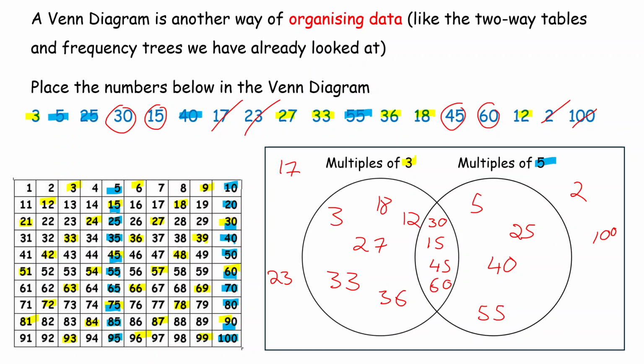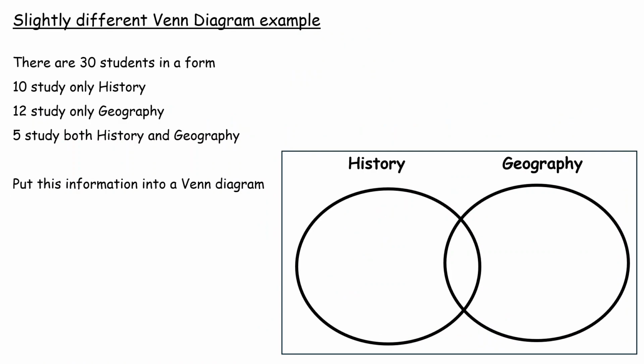Hopefully that's given you a really good understanding of how you fill in a Venn diagram initially. Now, a slightly different example, because this one's given in words, and it says there are 30 students in a form. So let's highlight some keywords here. In total, you've got 30 students in a form, and 10 study only history. That word is really important, only. And 12 study only geography. That's really key. And you've got 5 that do both history and geography. Put this information onto the Venn diagram.